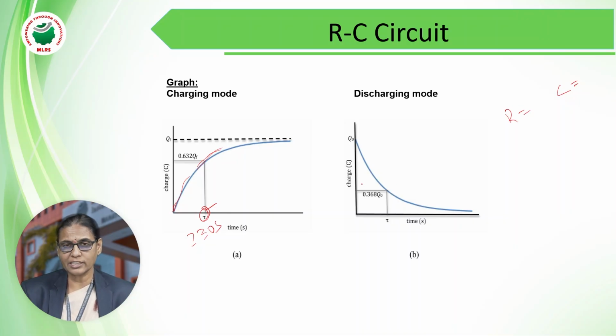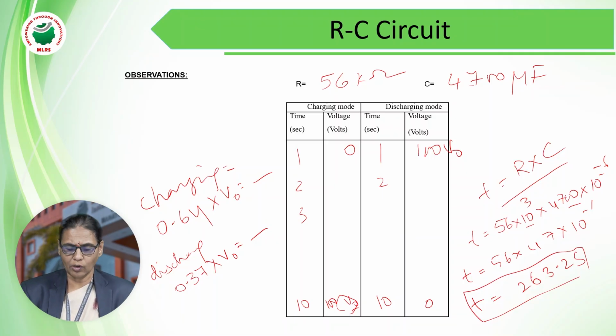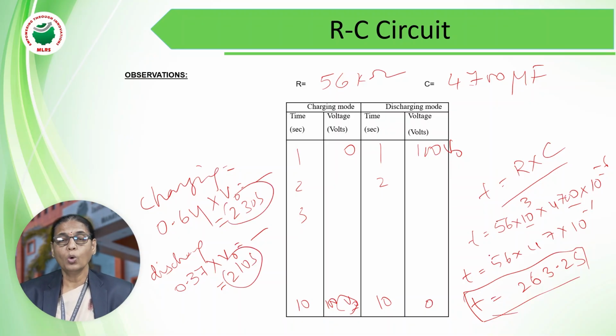Now similarly, for the discharging value, which you have taken as 0.37 into the maximum value of discharging, let us take this is the value which you are getting. Let us think this is around 210 seconds. This is 230 seconds, this is 210 seconds. Now see here, we have calculated the theoretical time constant, it is 263.2 seconds. Now coming to this one, you are getting 230 seconds in charging. In discharging, you are getting 210 seconds. Approximately these two values are the same as this one. This is how we can experimentally and theoretically verify the time constant in case of this RC circuit.